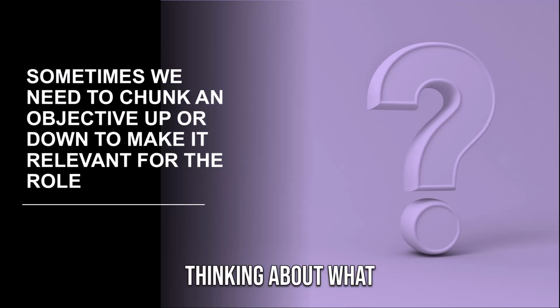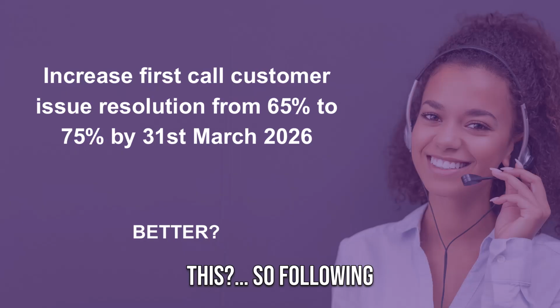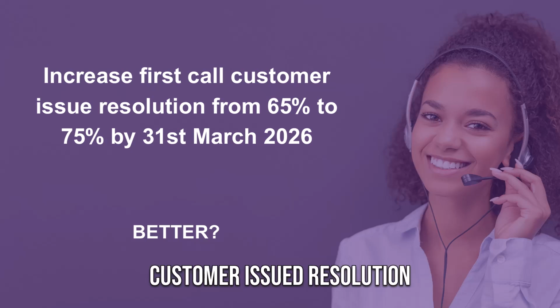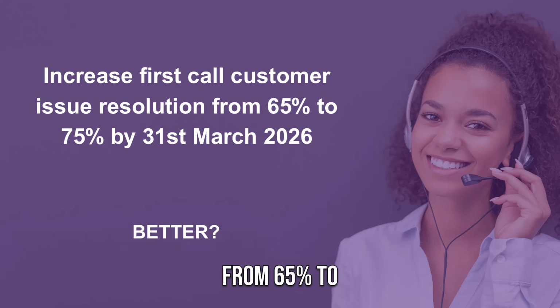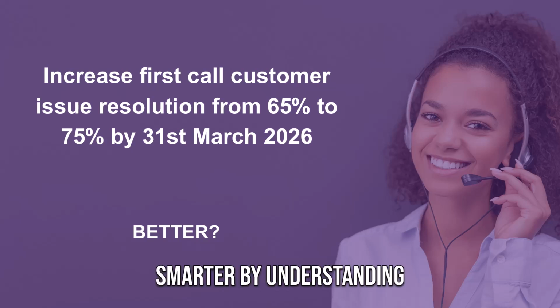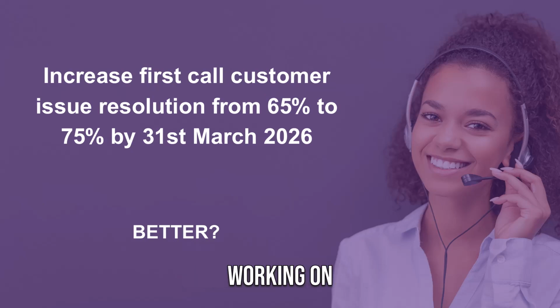So if we're thinking about what that bigger goal might be, we might want to chunk up, and we can do that by thinking about why do we have an action like this? So following on from this could be an example. It's referring to customer issues. So if we were saying to increase our first call customer issue resolution from 65% to 75% by the 31st of March 2026, that's going to be much clearer and objective. Although you could probably make it smarter by understanding which issues in particular that you're working on.